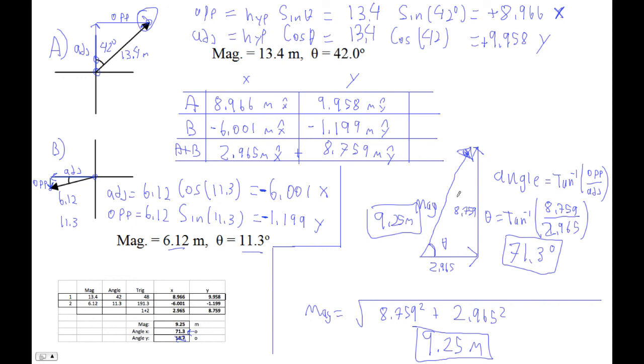There you go. So step 1, break it into components and put it in a nice table. Step 2, add x to x, y to y. Step 3, draw a picture of your resultant vector. Find the hypotenuse, that's the magnitude. Find the angle with the tail, that's your angle. Label it, draw a picture of it, label it. Make sure your vectors are arrows.